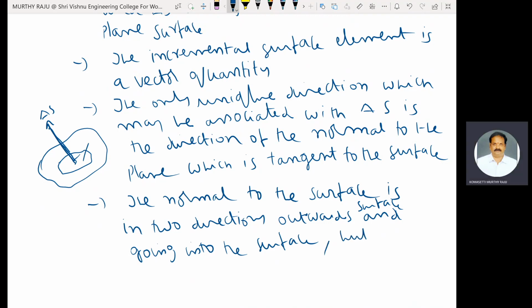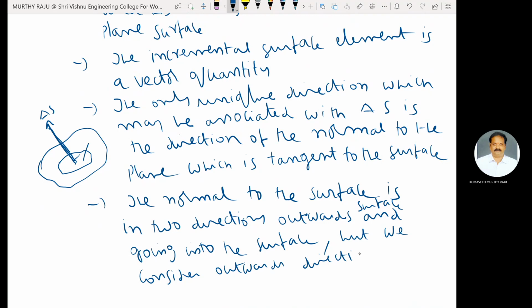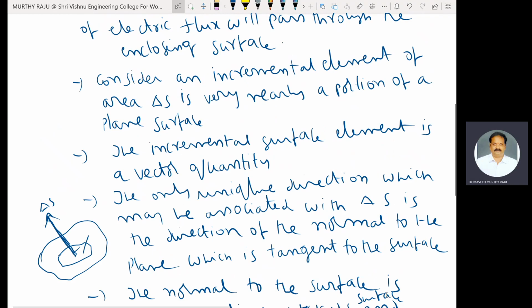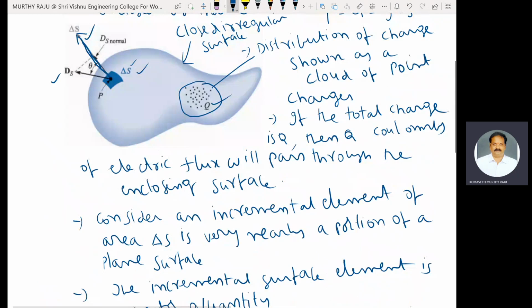But we consider outward direction only. Next one is the electric flux density at a point P, D_s, due to charge Q.